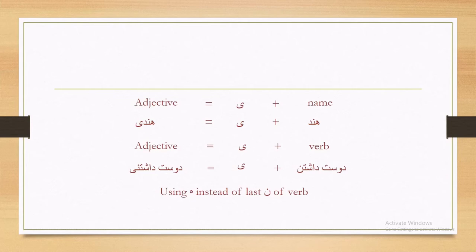For example, شکستن means break. If we use he instead of its last ne, we have شکسته.